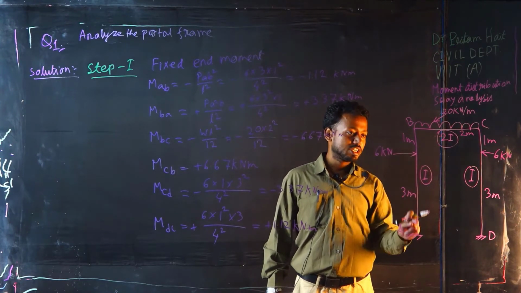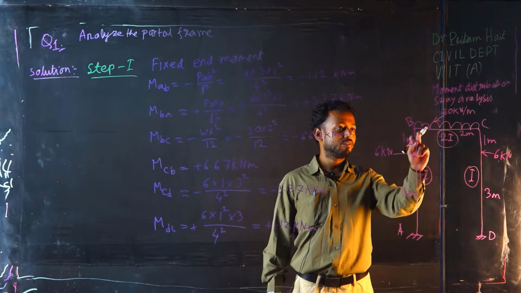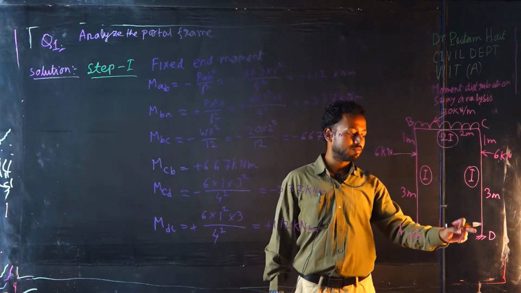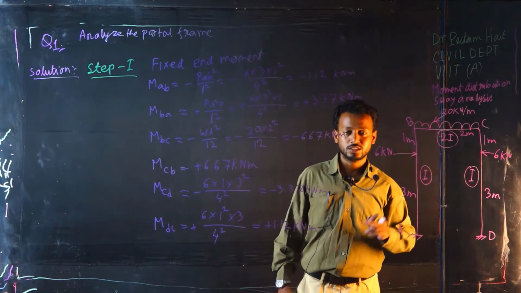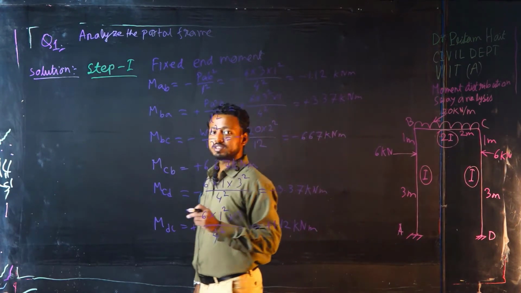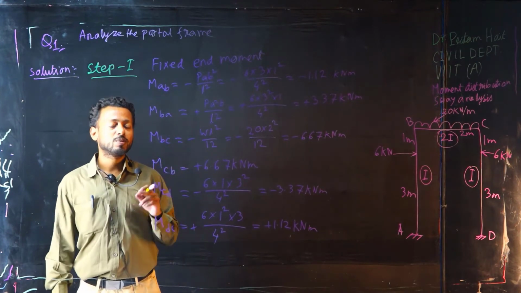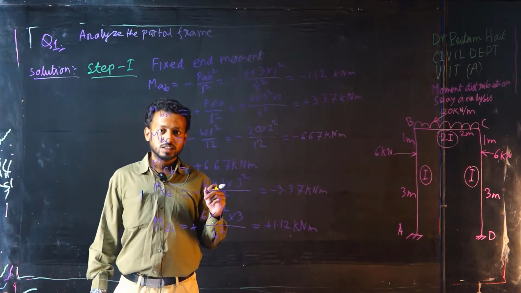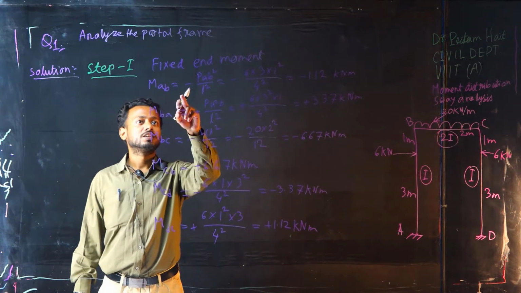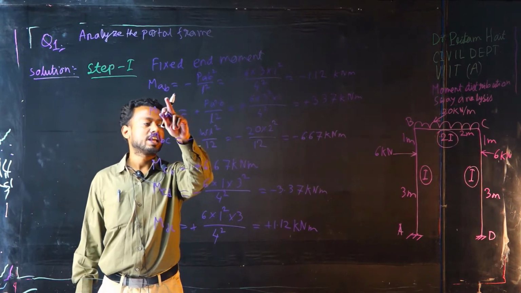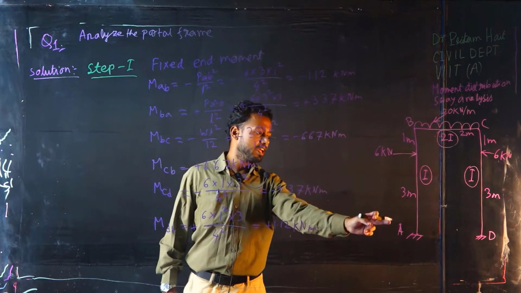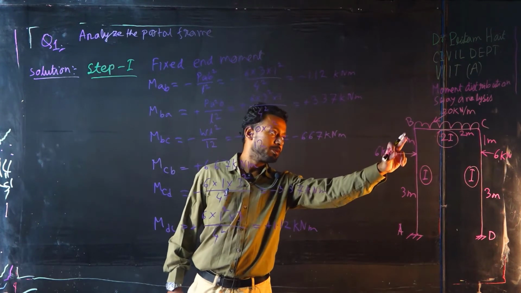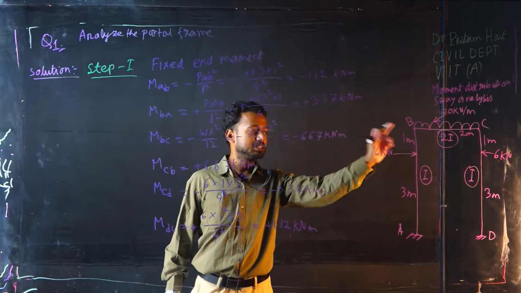The moment of inertia of AB is I, moment of inertia of BC is 2I, and moment of inertia of DC is I. Okay, so first step is we will calculate the fixed end moment. So let's start calculation of fixed end moment MAB, MBA, MBC, MCB, MCD and MDC.